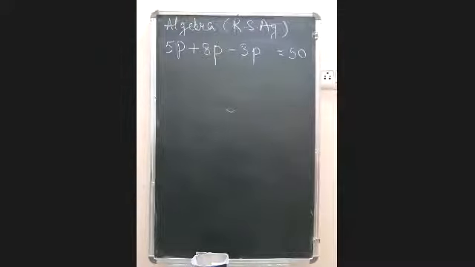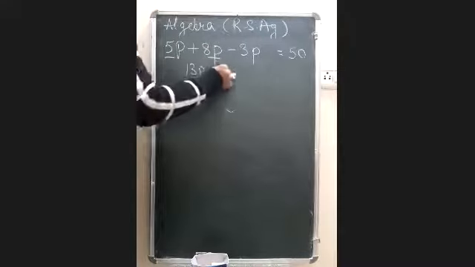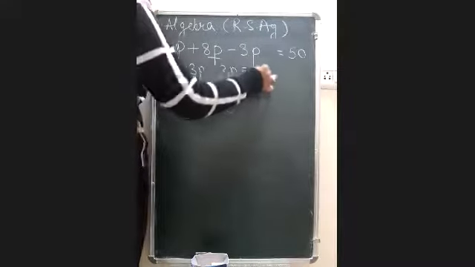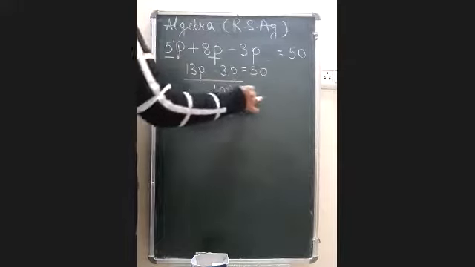Label ko high karenge beta. Let me explain it to you, to the other students also. So this is 5 plus 8, which will give us 13p. This is minus 3p is equal to 50. So 13p minus 3p, which will give us 10p, is equal to 50.